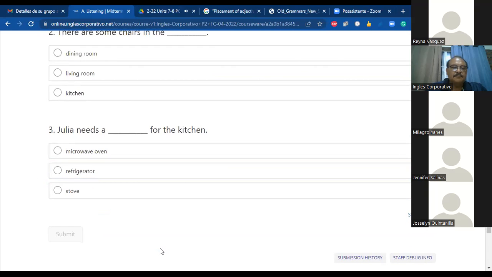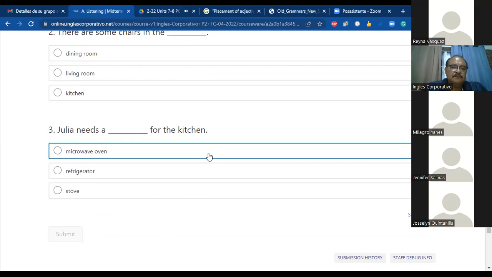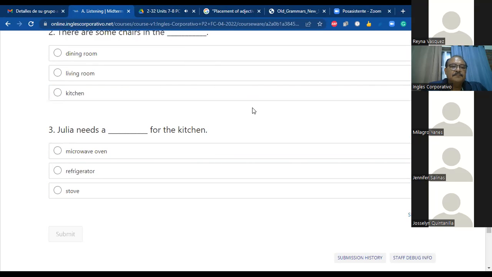What do you need for the kitchen? Well, there's a refrigerator and a stove, but there's no microwave oven. You know, I have a microwave oven, but I don't really use it. Do you want it? Yes, thanks.